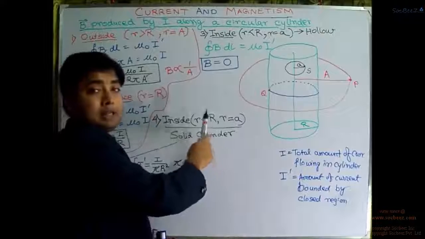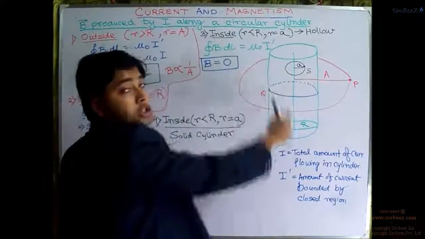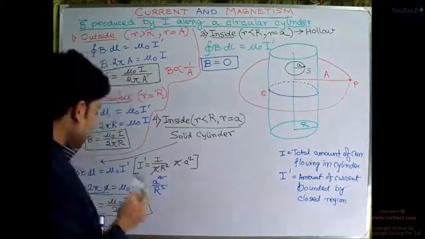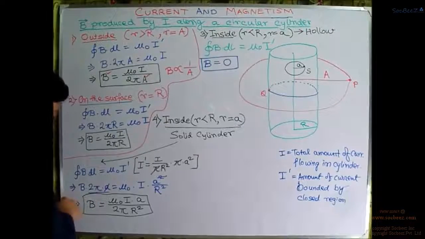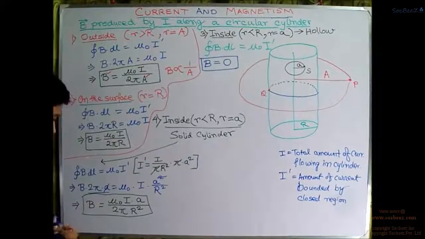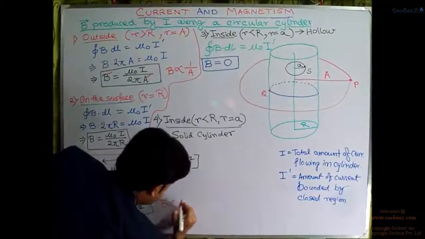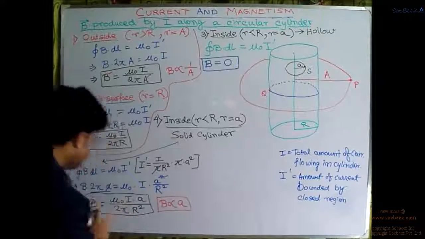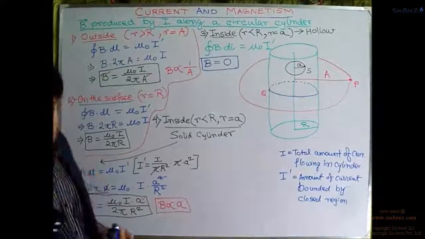Say, for example, this small r will be less than capital R, which is a, and this is a solid cylinder. In this scenario, we find that this B, which we have found out, is directly proportional to a. How? Because B is on the numerator side, and a is also on the numerator side.